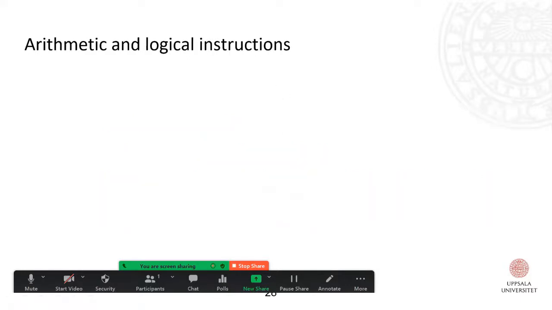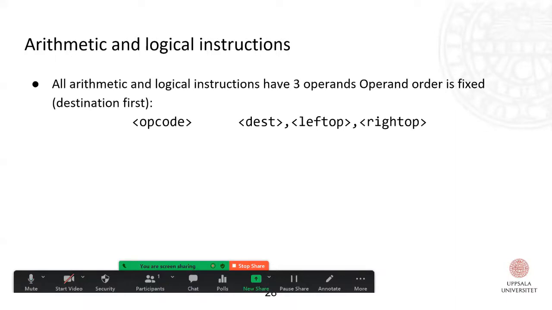So we have seen so far different directives and also load and store instructions. Now let's see how we can do arithmetic and logical operations with MIPS. All arithmetic and logical instructions have 3 operands, and their order is very important. We cannot change that order. We always have to see the instructions and follow them.